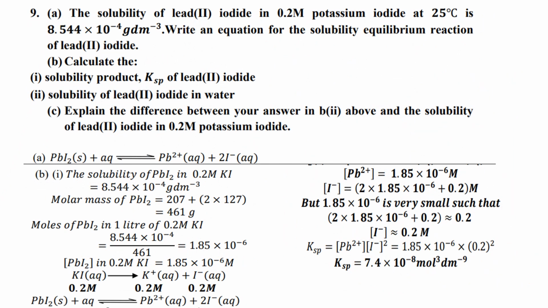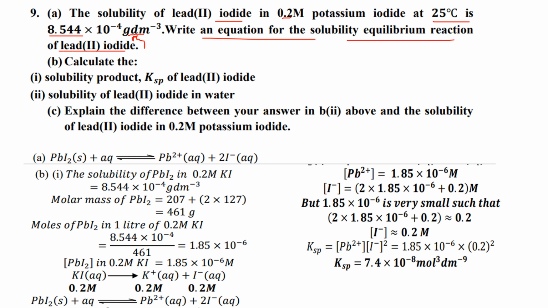We'll be doing number 9 together so that you can do number 10. So number 9, part A: the solubility of lead iodide in 0.2 molar potassium iodide at room temperature is given as 8.54 × 10^-4 grams per decimeter cubed. I told you the first thing to do is to convert grams per decimeter cubed into moles per decimeter cubed, by getting the molar mass and then dividing the given mass by the calculated molar mass. So write an equation for the solubility equilibrium reaction of lead iodide.